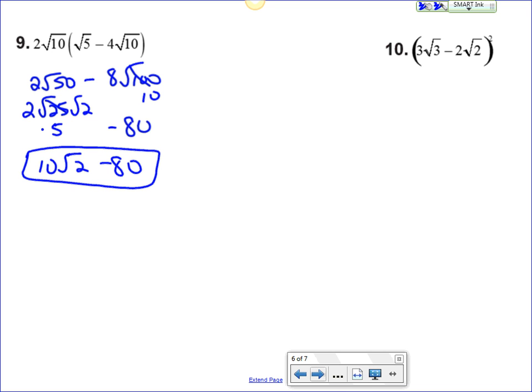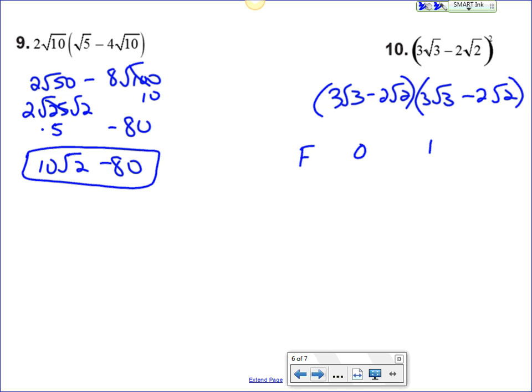That would be your final answer. Okay. The next one, we've got 3 root 3 minus 2 root 2, squared. So what does that mean? Well, that really means 3 root 3 minus 2 root 2 times itself. So I prefer to just write it out like this, and then we're going to use either the box method or the FOIL method. I'll first show the FOIL method, or distributing, however you want to look at it.